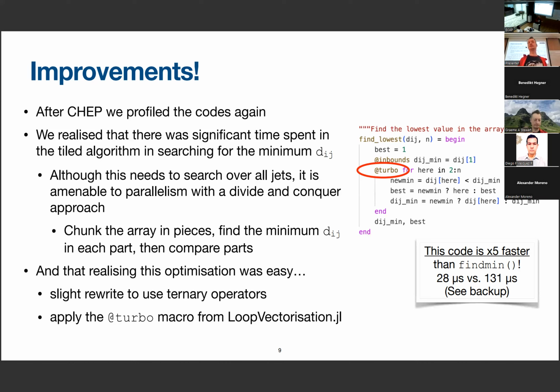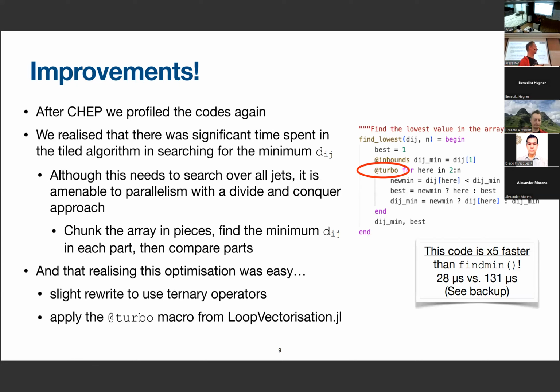the actual searching itself is quite straightforward. We did have a conditional in there: is this lower than the minimum that I have already found? It was easy enough to write that as a ternary operator, which loop vectorization can digest. And then you can apply the turbo macro from loop vectorization. So that's the code here. It's pretty straightforward, as long as you remember what the ternary operator does. Sometimes I get confused when I haven't used it for a few months. Wait, is it colon question mark or is it question mark colon? But, you know, when you see it, it's fine.